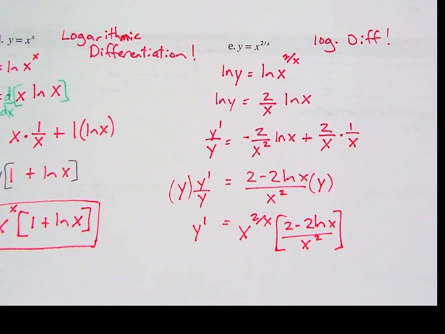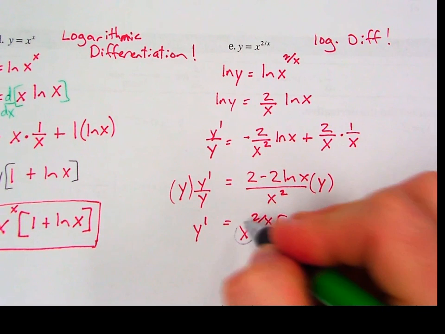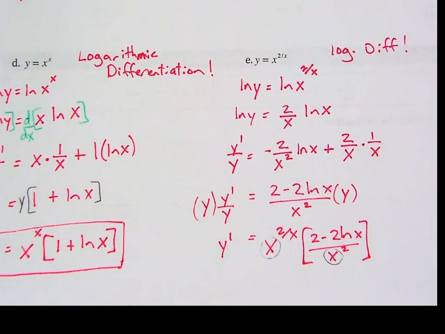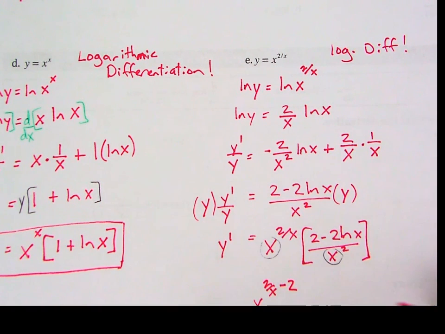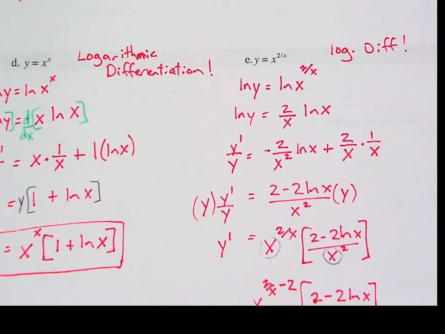We could be done. Or not. We could further simplify that because of these like bases right here. If you divide two exponents with like bases, you subtract the exponents. So you could really do x to the 2 over x minus 2 times 2 minus 2 ln x.